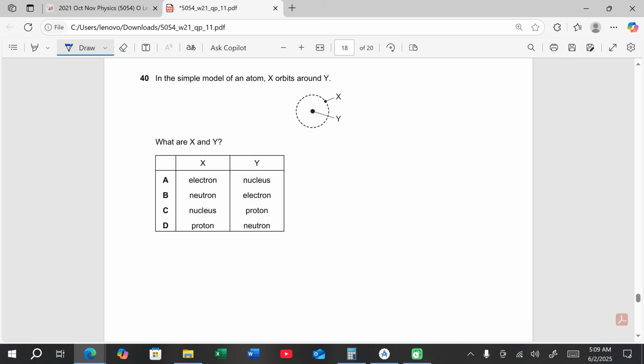In question 40, it says, what is this? This is an electron, and what is Y? Y is a nucleus.